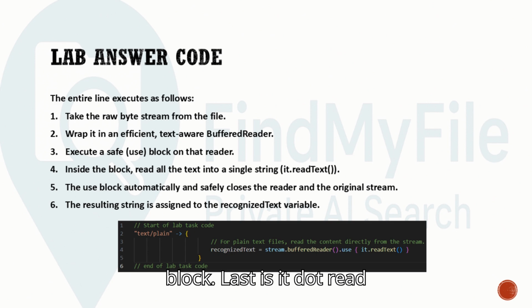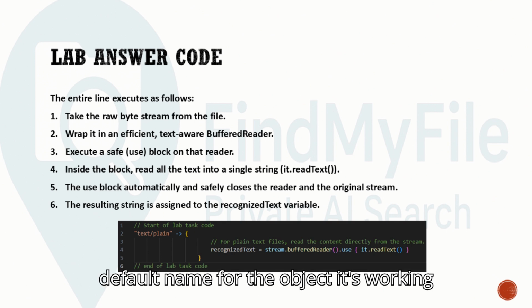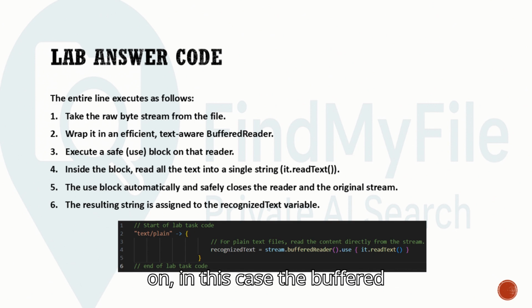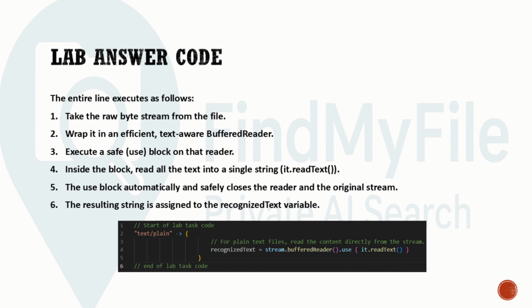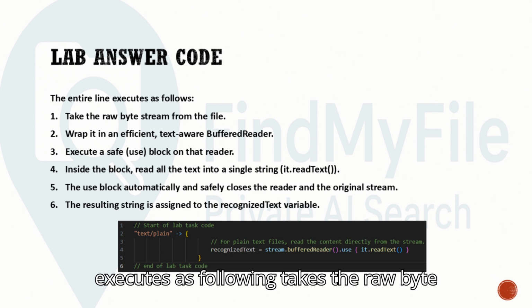Last is it.readText. Inside the use block, it's the default name for the object it's working on, in this case the buffered reader. The readText function does exactly what its name implies. It reads all the remaining text from the buffered reader, from the current position to the end, and returns it as a single string.